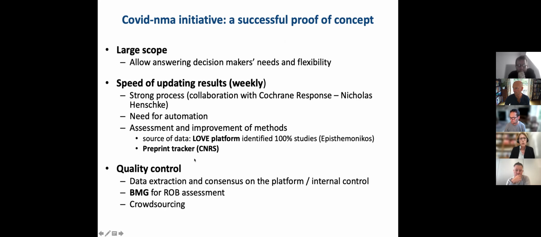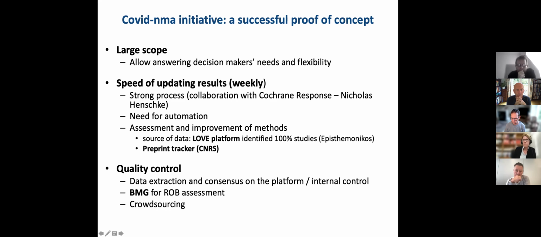So for example, we initially were trying to search data from all electronic databases, but the L·OVE platform with Epistemonikos did a wonderful job, and we evaluated this platform, which allowed identifying 100% of randomized controlled trials and observational studies for COVID. And so we stopped our search strategy and now search mainly in the L·OVE platform, which reduced the workload considerably. We also had to develop a preprint tracker in collaboration with the CNRS to identify all updates and publication of preprints. Speed is important, but quality control was essential.